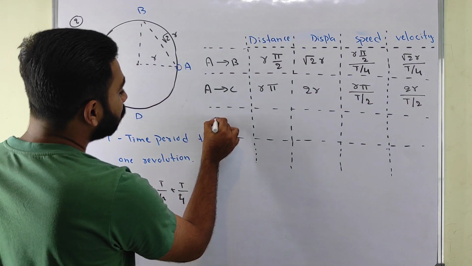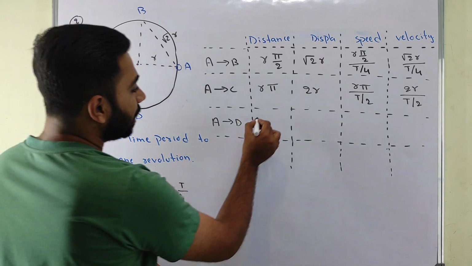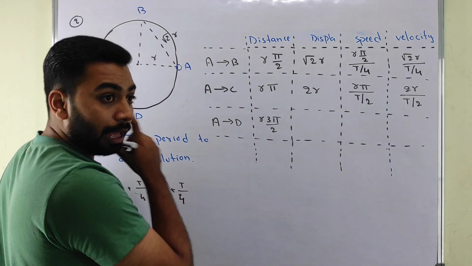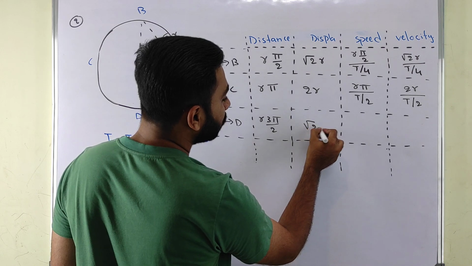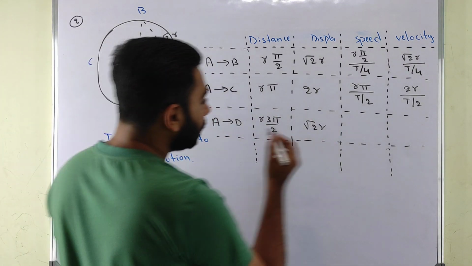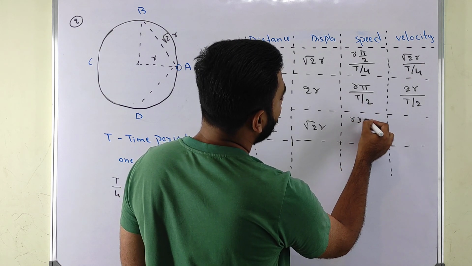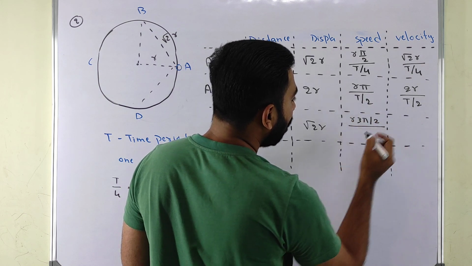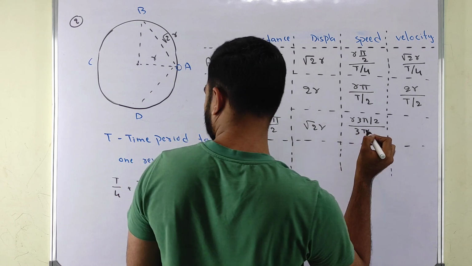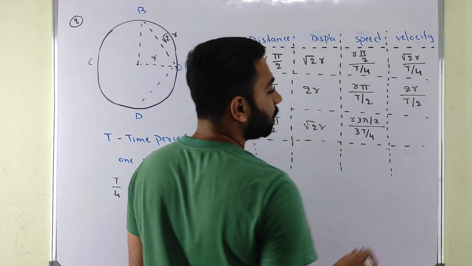And when this moves from A to D, then my distance will be 3 pi r by 2. And my displacement will be again root 2 times r, because again we are taking this one. Then my speed, which is 3 pi r divided by 2, overall divided by 3 times T by 4, because we are taking here 3T by 4.